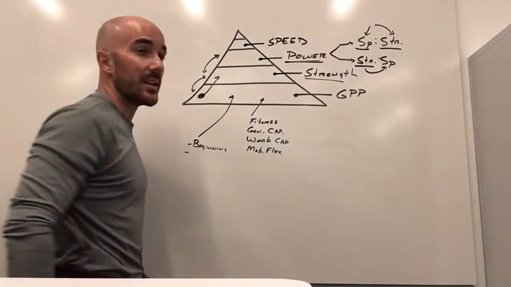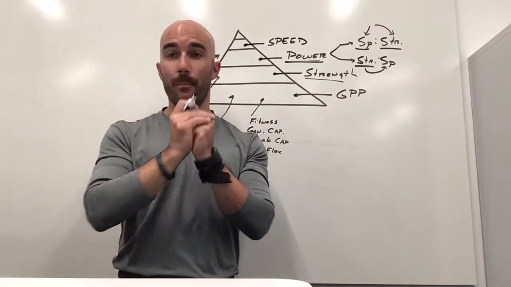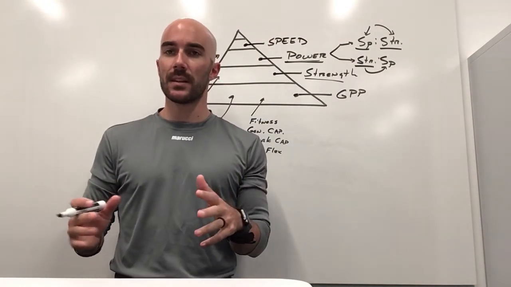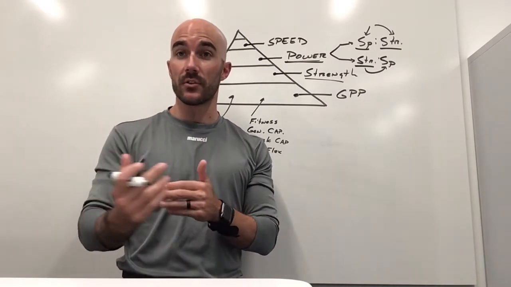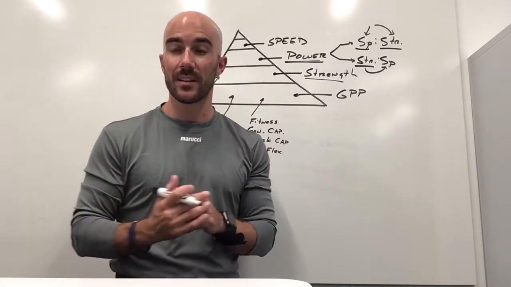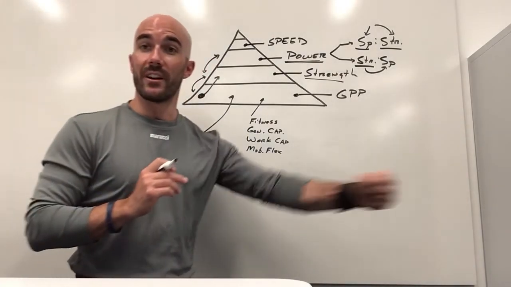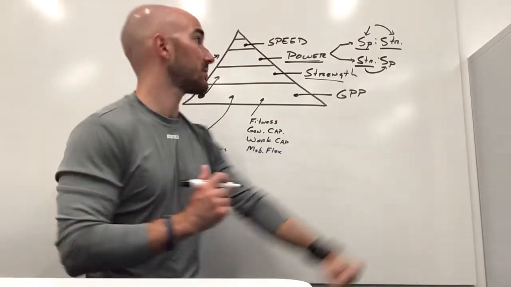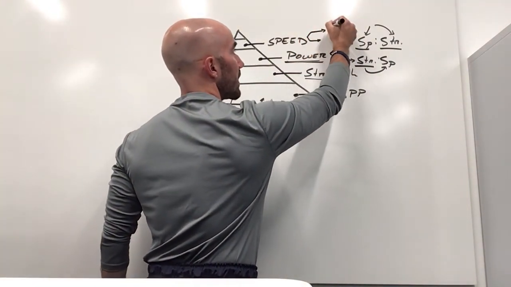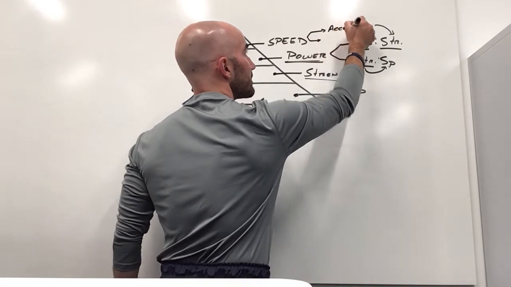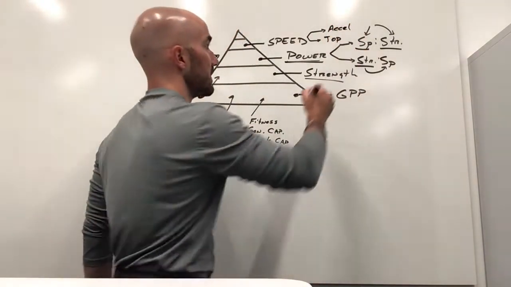Okay, so speed is basically moving rapidly with minimal to no resistance. And understanding that there are means of training speed while having resistance, but the main thing when we're training speed is to move at a very fast rate in a direction. There's also two different types of speed when we think about training. There's acceleration, and then there's top end, and we do need to train both of these areas.